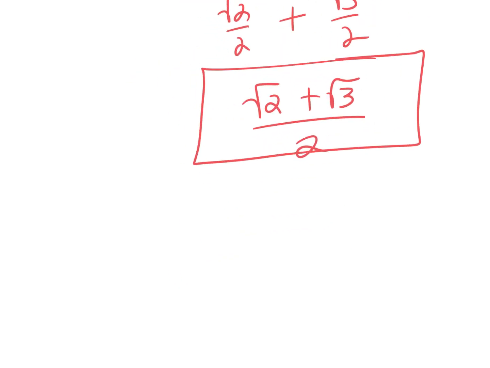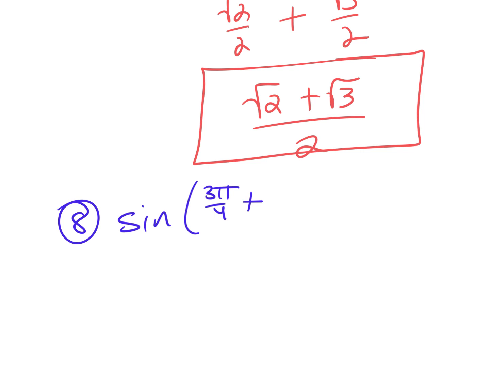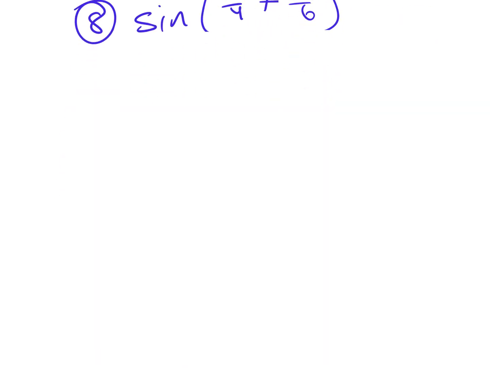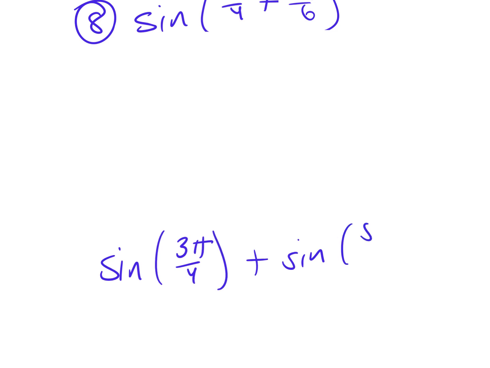All right, hang on one second. All right, this is what everybody's number 8 looks like. Let me see yours. It's the sine of 3 pi over 4 plus 5 pi over 6. And then sine of 3 pi over 4 plus the sine of 5 pi over 6, right? Sure.